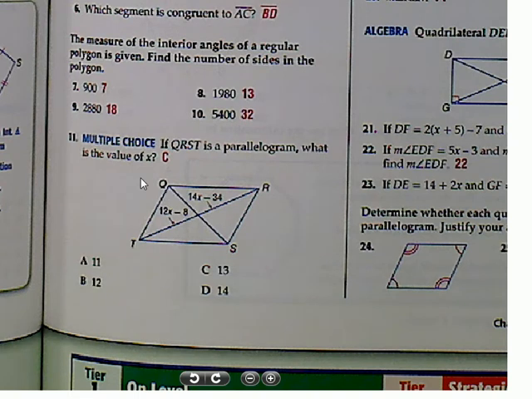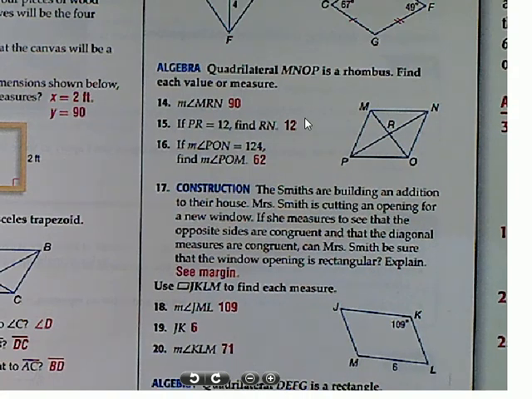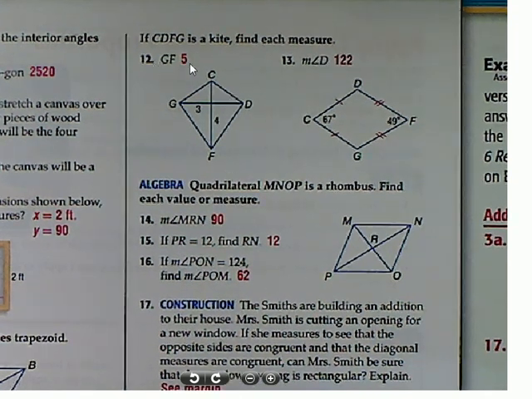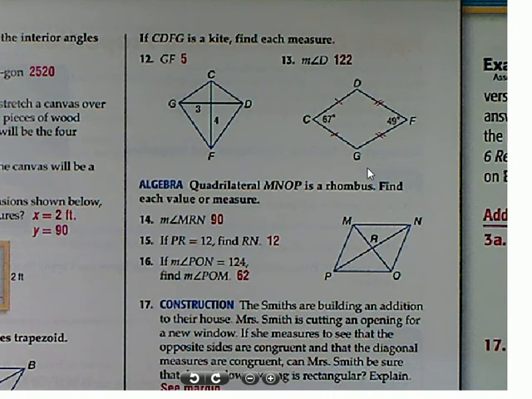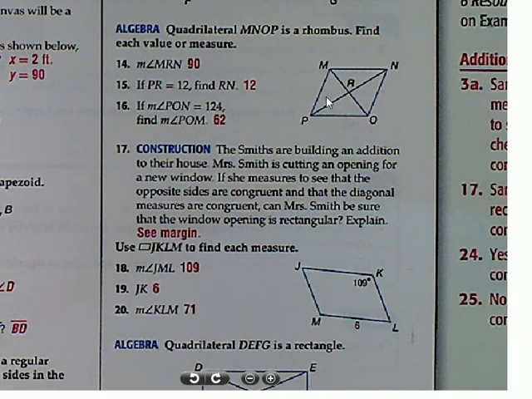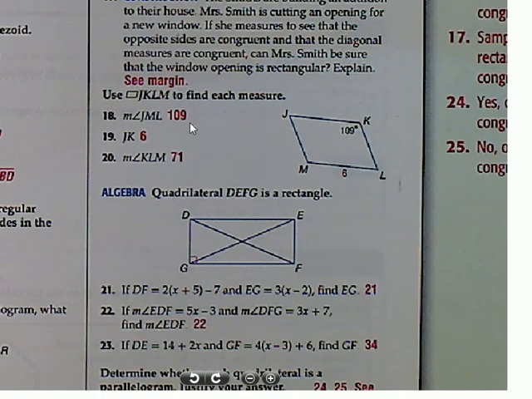Okay, number 11 is C, which is 13. There won't be a multiple choice on the test, but that one happens to be multiple choice. Okay, number 12 is 5. Number 13 is 122. That's correct. Number 14 is 90. Number 15 is 12. Number 16 is 62. Don't worry about 17. Let's go to 18, which is 109. Number 19 is 6. Number 20 is 71.